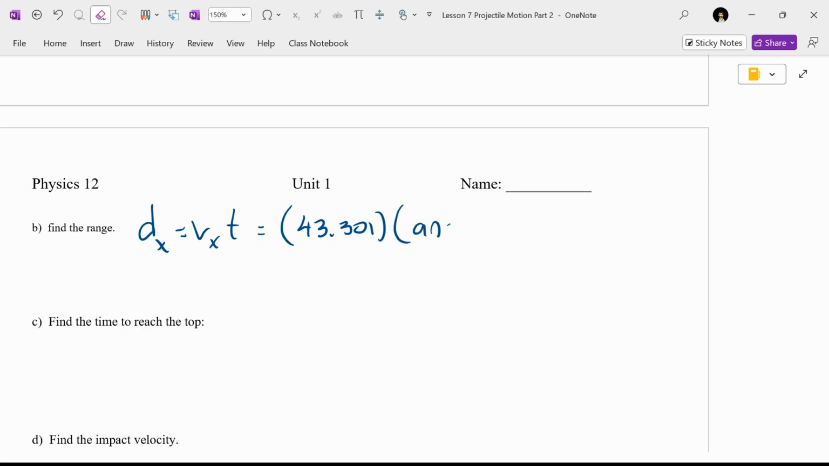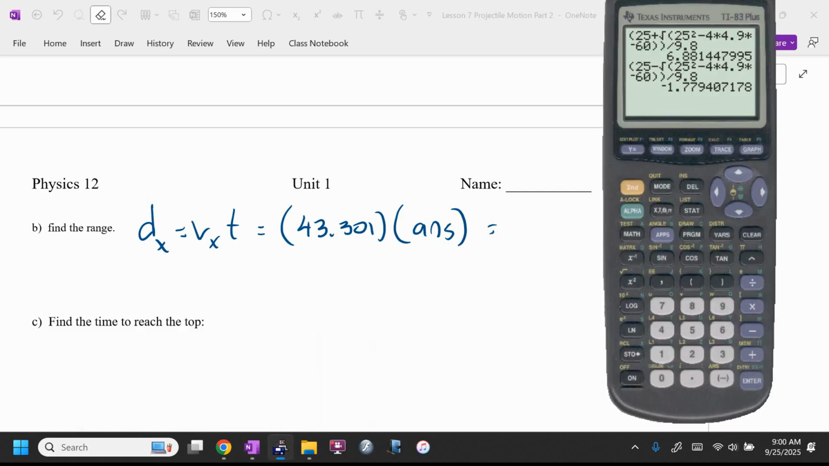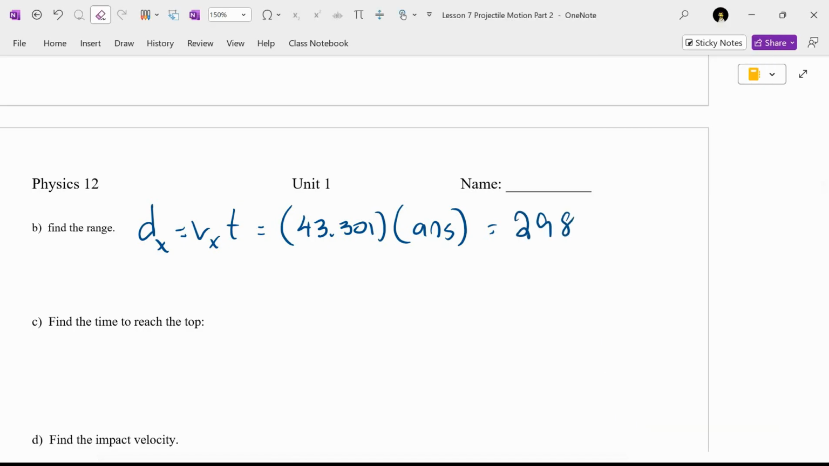Times answer button of your positive root. So I'm going to cheat. I'm going to go back and say I don't want the negative root on my calculator, I want the positive root. And now I can go 43.301 times my answer button, or times 6.8814. And I got a range of 297.97. You know what? 298 meters.